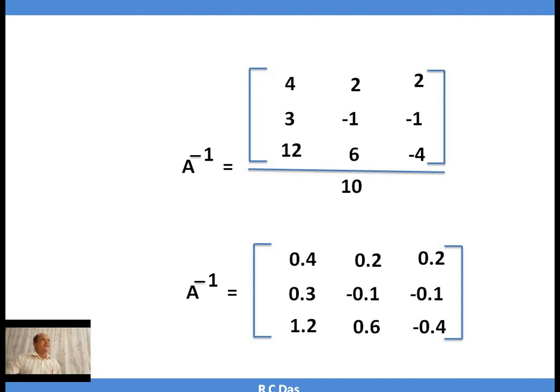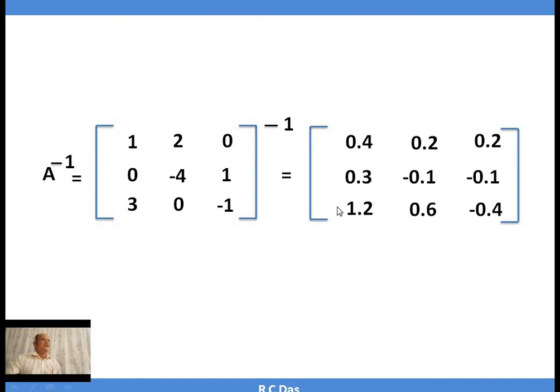So this is how we can calculate the matrix inverse.